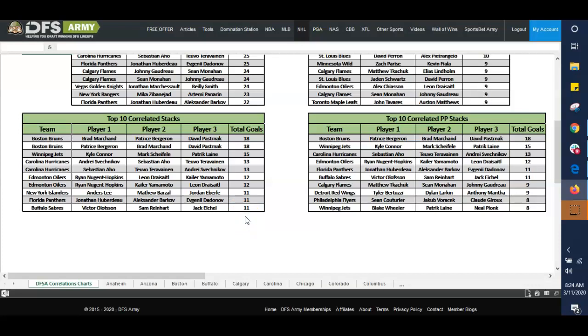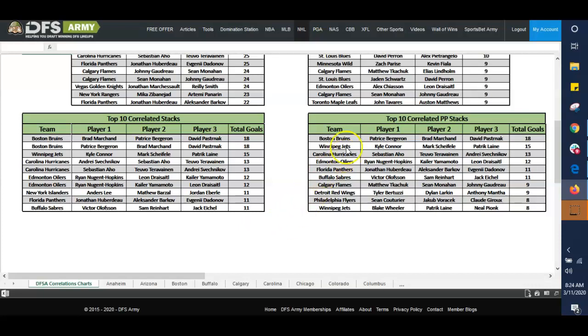If Bergeron, Marchand, and Pastrnak are not on that top line for whatever reason, say the coach drops Marchand to line 2, then it messes that correlation up. It doesn't mess up the correlation between the pair of Bergeron and Pastrnak, but it would mess up the stack of Bergeron with Marchand or whatever, because Marchand's no longer on that line. You need players on the ice at the same time.